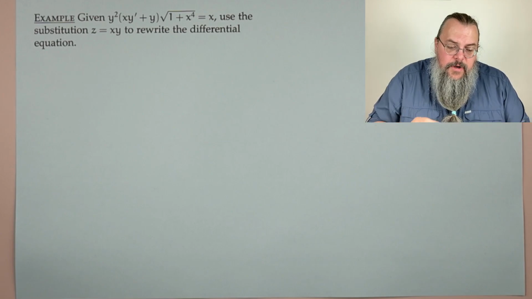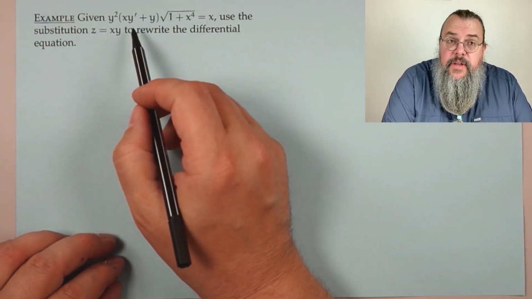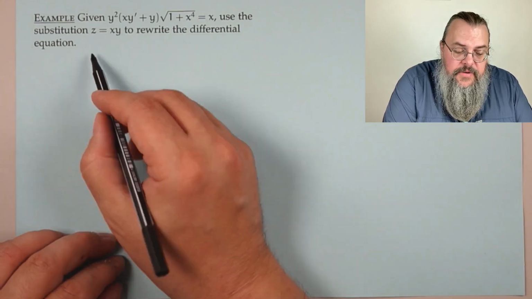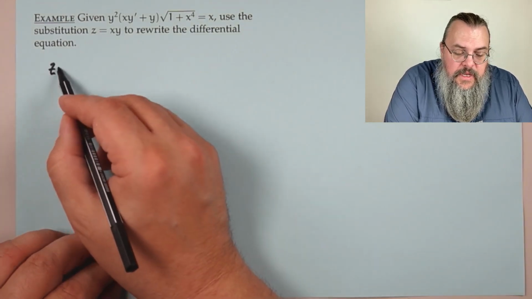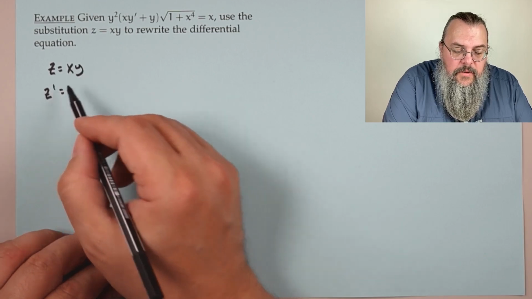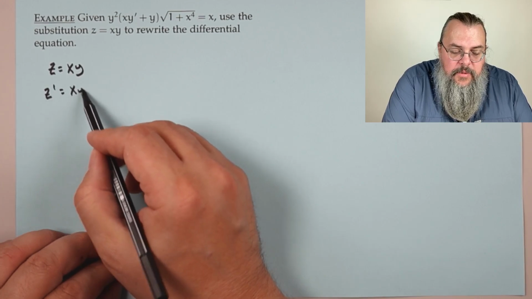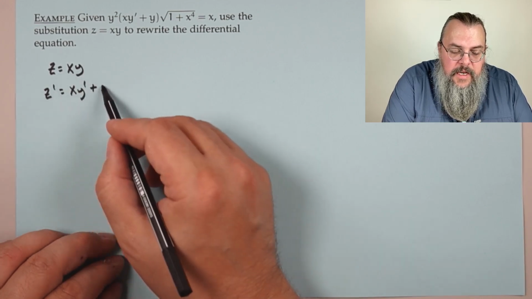So let's see what we have. We have z = xy. We know we need to replace y', so let's take a derivative. When we do that, we'll use our product rule. We have that z' is the first times the derivative of the second, plus the derivative of the first, which is 1, times the second.